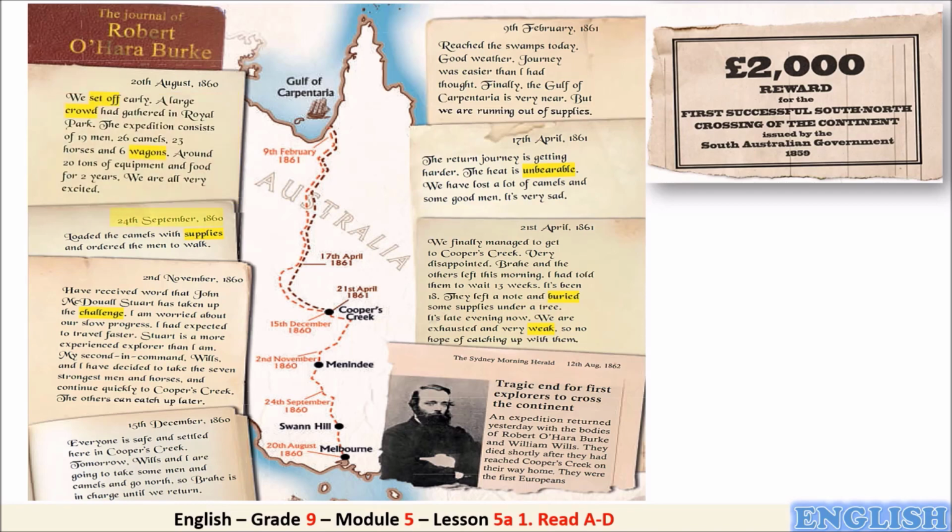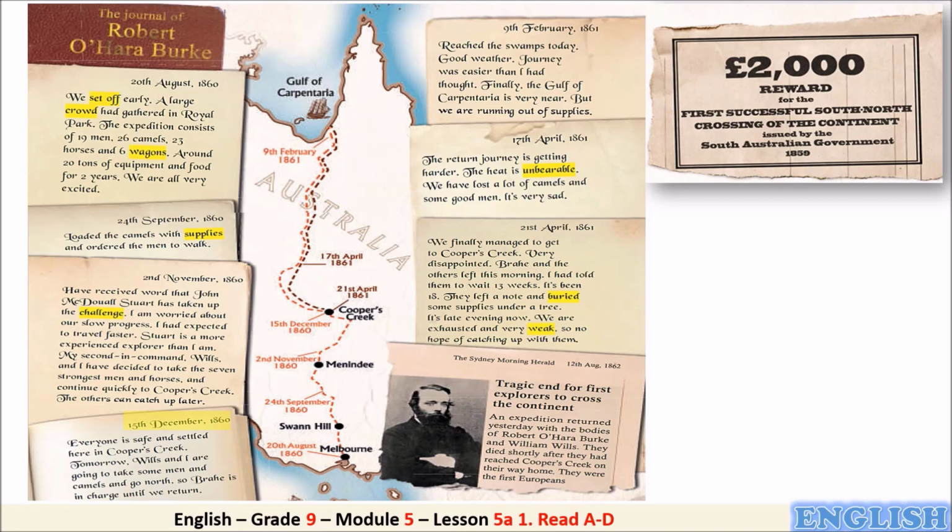24th of September, 1860. Loaded the camels with supplies and ordered the men to walk. 2nd of November, 1860. Have received word that John McDouall Stuart has taken up the challenge. I'm worried about our slow progress. I had expected to travel faster. Stuart is a more experienced explorer than I am. My second-in-command, Wills, and I have decided to take the 7 strongest men and horses and continue quickly to Cooper's Creek. The others can catch up later.